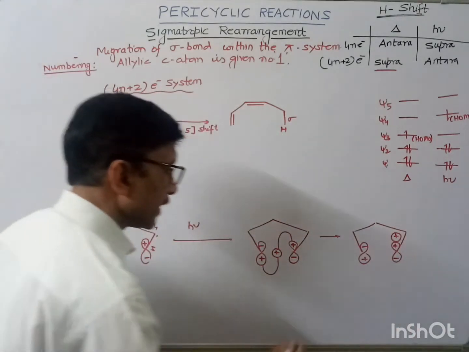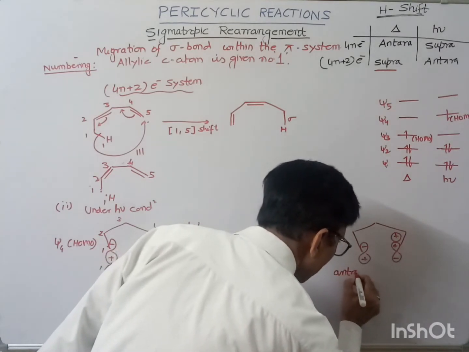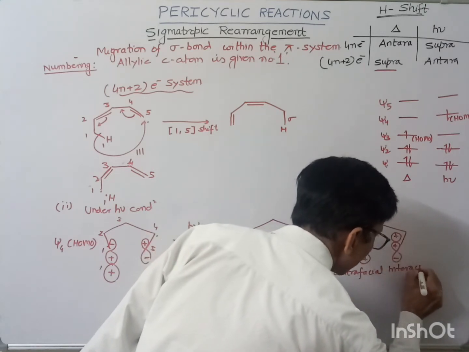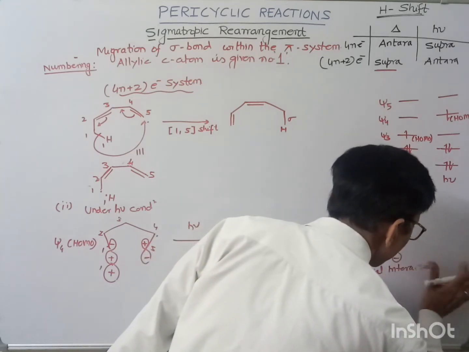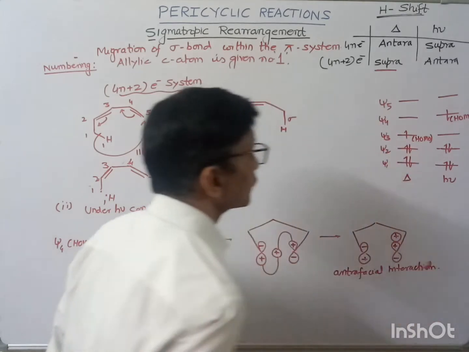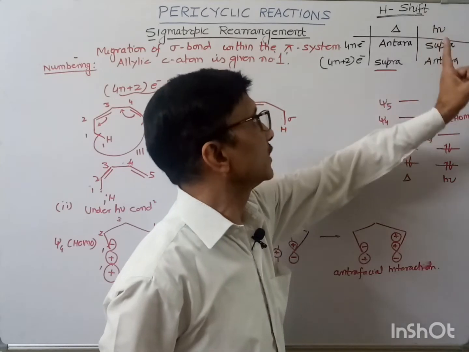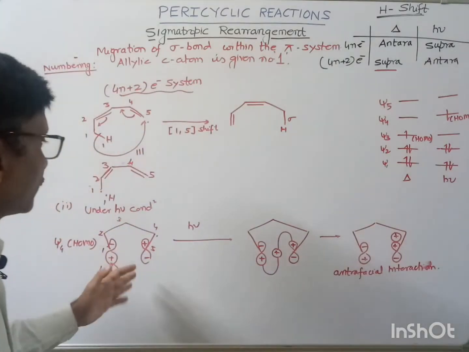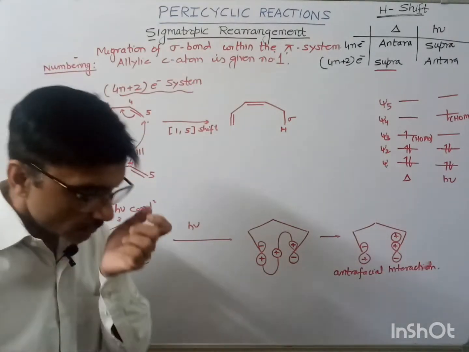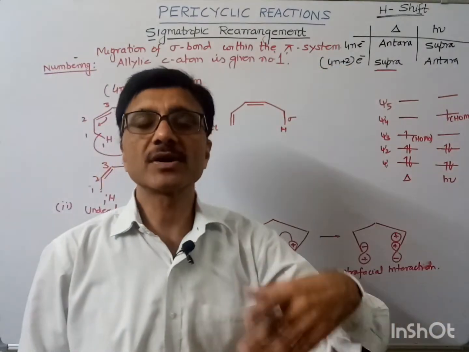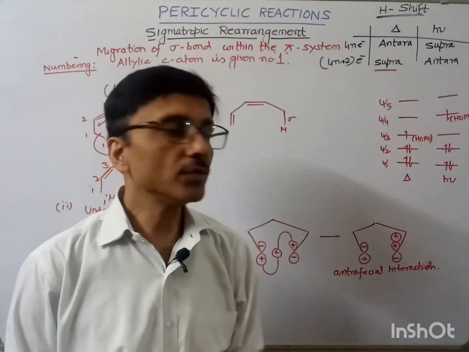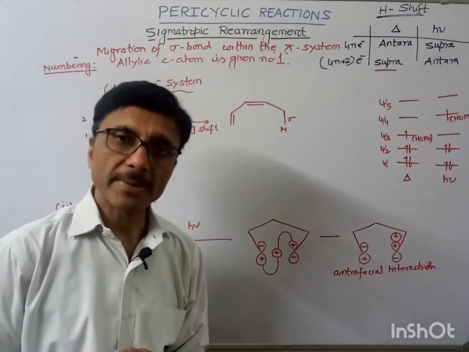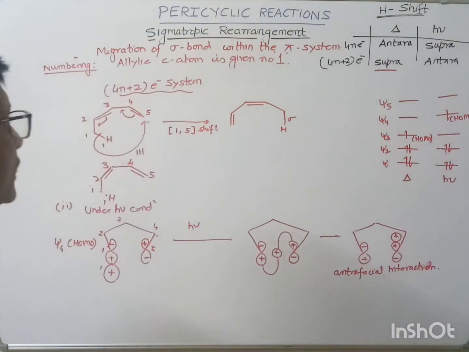So here antarafacial interaction. So under photochemical condition for 4n plus 2 electron system, antarafacial interaction will take place, that we have proved over here. So here to analyze this reaction, we have considered the formation of the radical, though radicals are not formed in pericyclic reaction. So now let us prove this one.